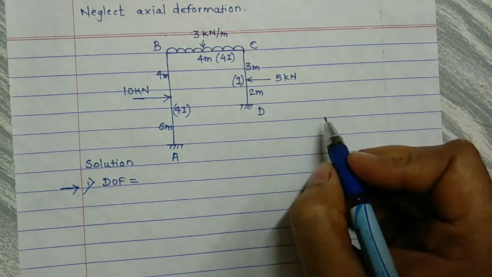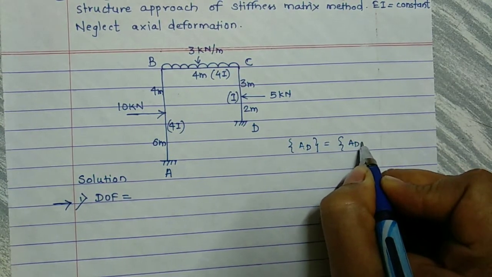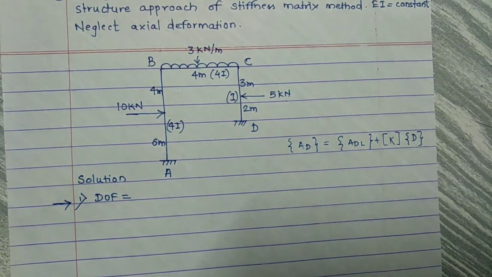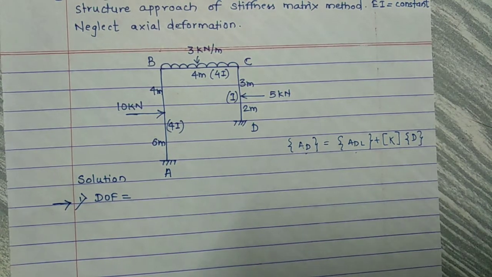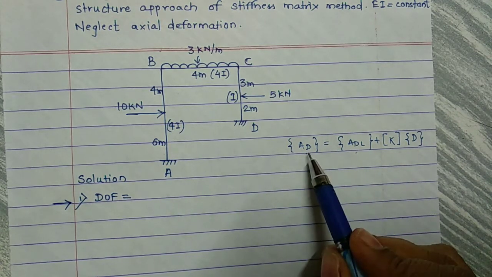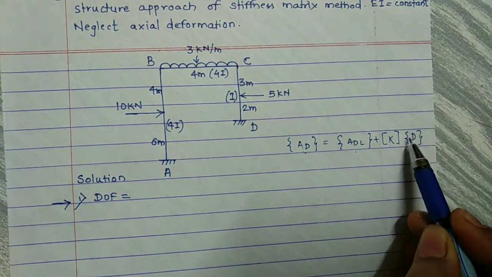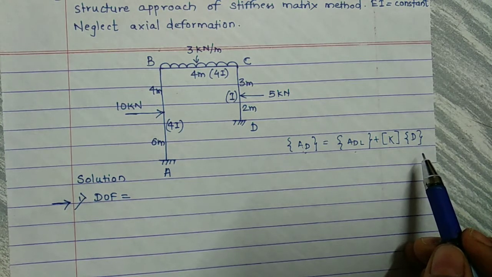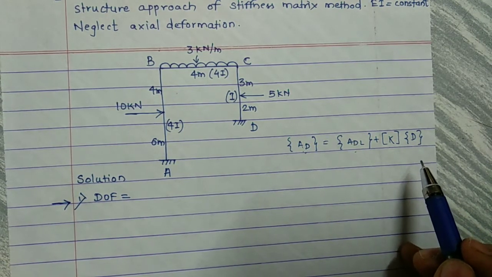Remember, in the structure approach we are using the equation AD = ADL + K D. Once we finalize our degrees of freedom, we'll calculate each matrix one by one. We'll put all the calculated matrices in this equation and solve for the unknown D matrix, that is the unknown displacements, and then we will calculate the moments using the last equation AM = AML + AMD D. So let us start the solution.